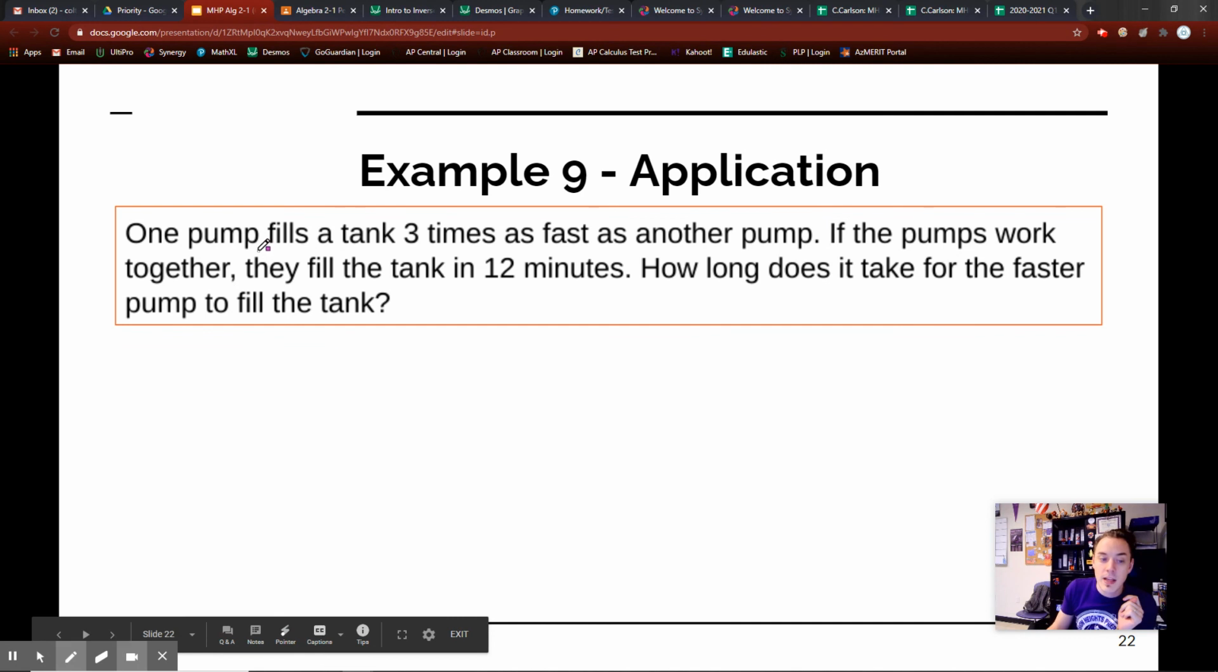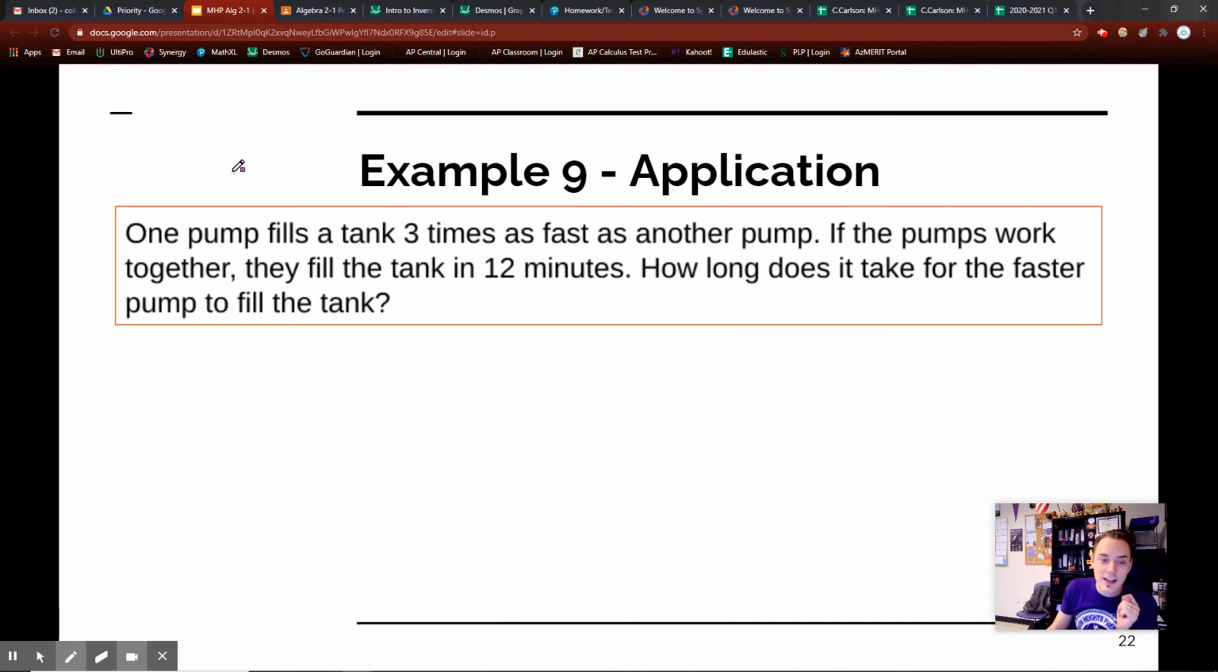It's an application question. It's actually really easy, really fast. Get it fast because we're going to go through it fast. This whole problem, as you read it, you have to know one thing. It's pumps divided by time. So you have one pump that fills a tank 3 times as fast as another pump. So you have 2 pumps already. If those 2 pumps work together, when we put them together, they fill the tank in 12 minutes. Okay? So if the 2 pumps work together as one pump, they fill the tank in 12 minutes. How long does it take for the faster pump to fill the tank?